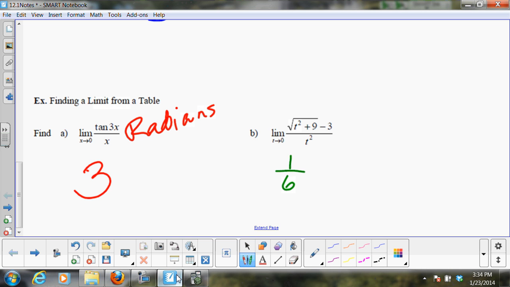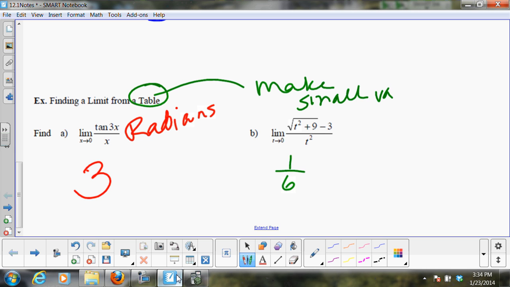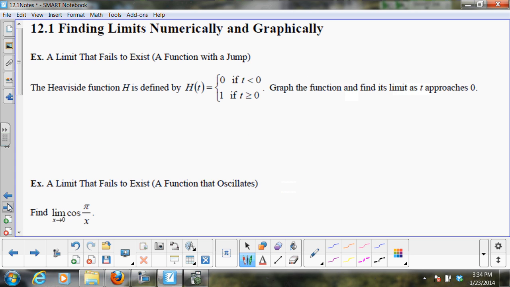So you want to change your table. When you're doing it through the table, make small values. Ask about B. It's supposed to be 1/6.